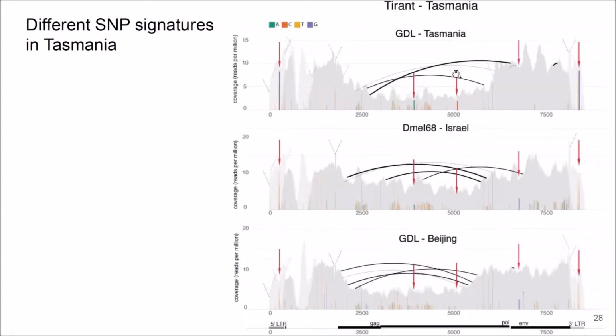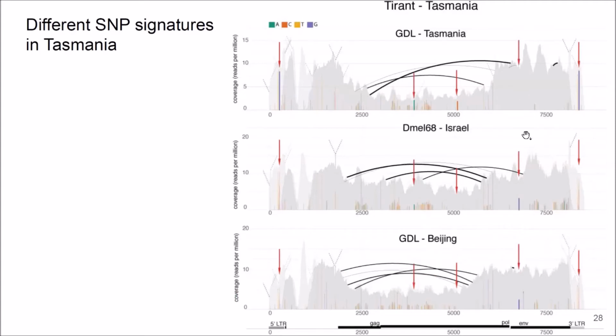And actually, if you compare, on the top here we see a mapping profile for a strain from Tasmania, and the red arrows indicate the presence or absence of SNPs that we see in all other populations. So, for example, these two SNPs here are not present in the other populations that were compared, or these SNPs in the LTR as well, while this SNP here is absent from Tasmania and present in the other one.